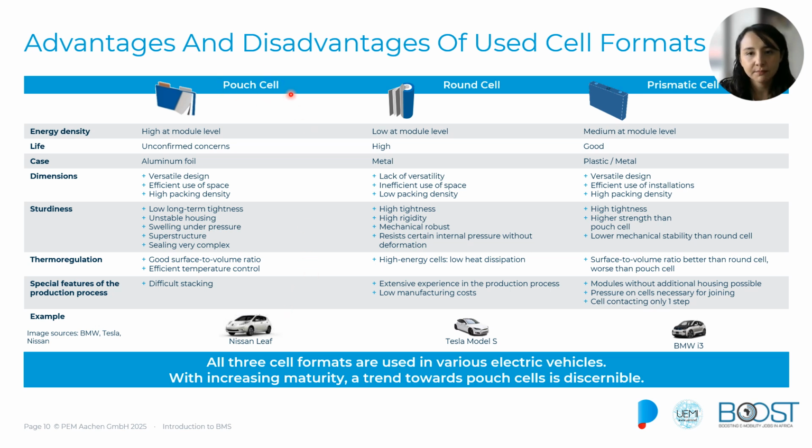First, we have, for instance, the pouch cells. The pouch cells are the ones that have the highest energy density. They are very lightweight and very versatile in the design. In the pouch cells, usually the enclosure of the battery is aluminum foil, and because of that you don't have stiffness in the housing. It does not have a lot of mechanical strength, but it's the same reason why we have so much high energy in a small space, and also why it is so lightweight.